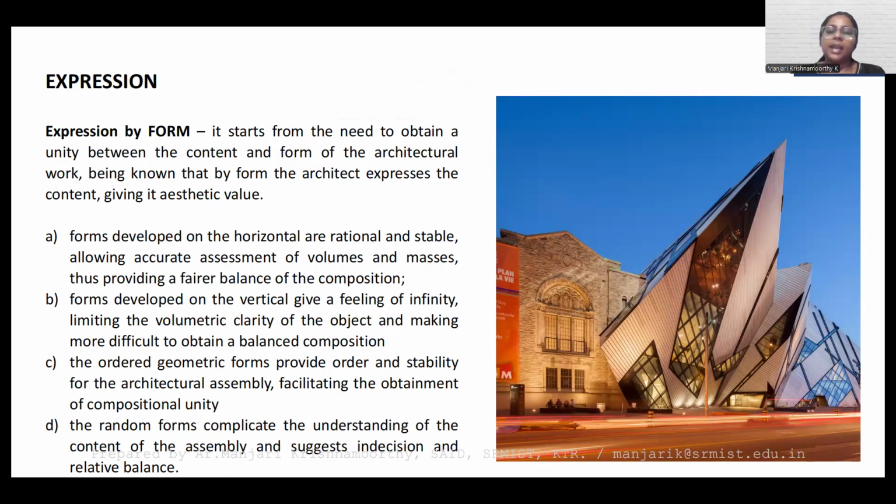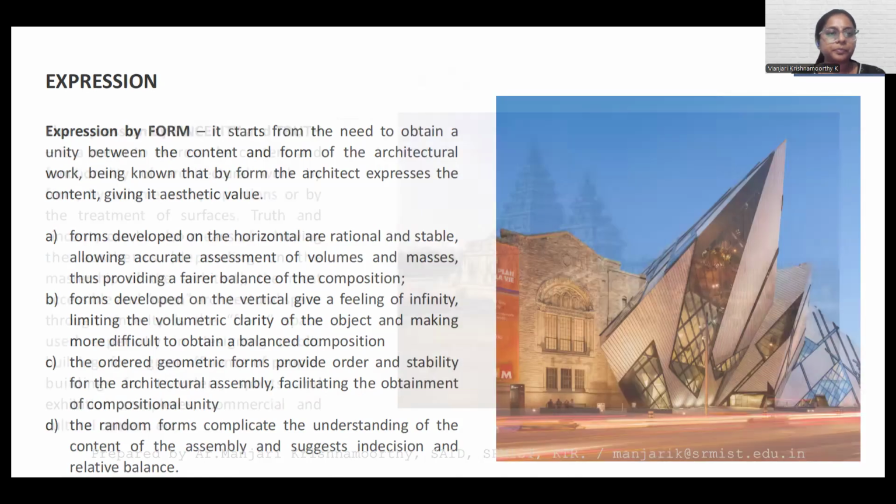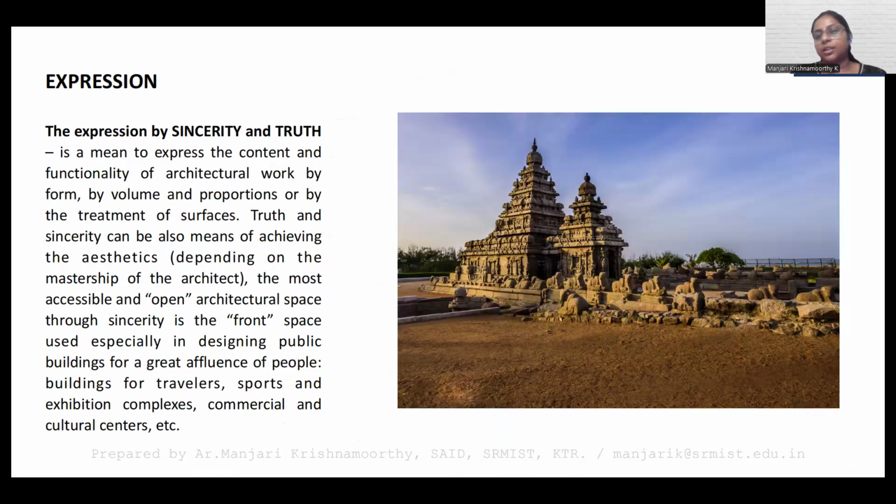Here you can see, and this is an old setup of a building. And then this is by an architect called Daniel Libeskind, where he is also trying to have a civic sense of the building, but trying to do some intervention to it where it looks very contrast to whatever is existing. So that can be the order and stability of the natural architectural assembly, where it's facilitating how compositionally you can try to bring unity in the structure. Expression and sincerity to its truth.